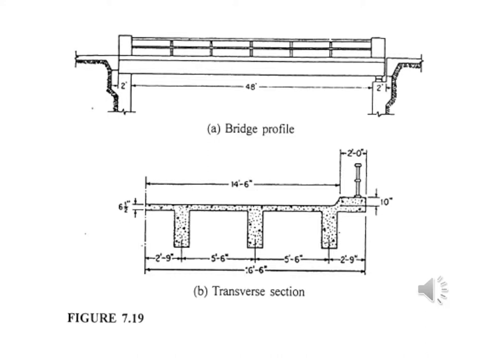So this is all the profile of the bridge that you can see on the first pattern. And the transverse section, this is in the second diagram. And the bridge at Pongzang Uro, the transverse section at Pongu.